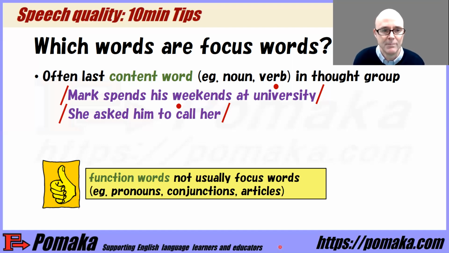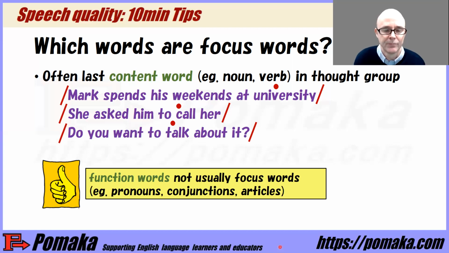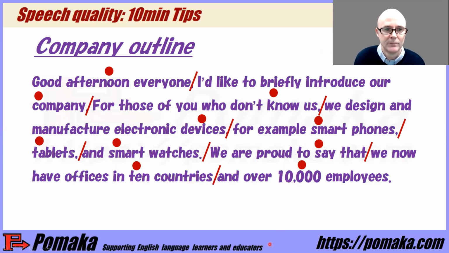Let's try one more example. Do you want to talk about it? So here, the focus word is on talk because it's the last content word. About it are both function words. Let's go back to my talk.